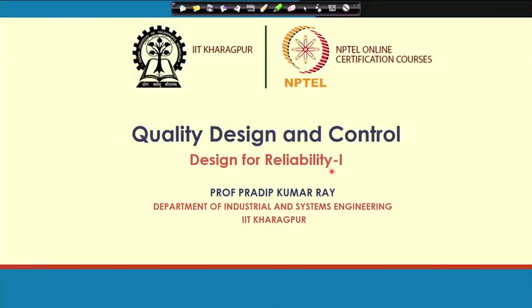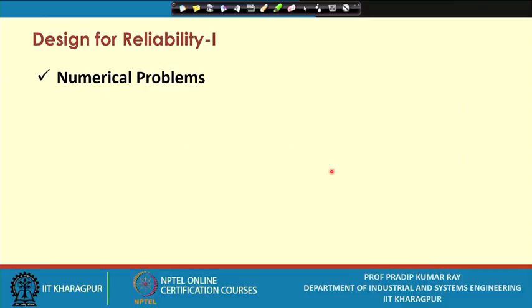So, in this session we will be referring to several kinds of numerical problems, and we will try to solve them. We have already covered many aspects of reliability modeling, and we have considered 5 typical problems related to all these aspects of reliability modeling, and we will be discussing these numerical problems one by one.